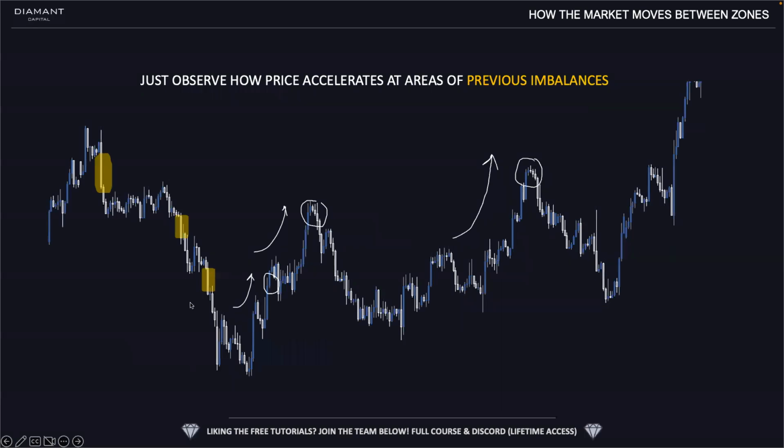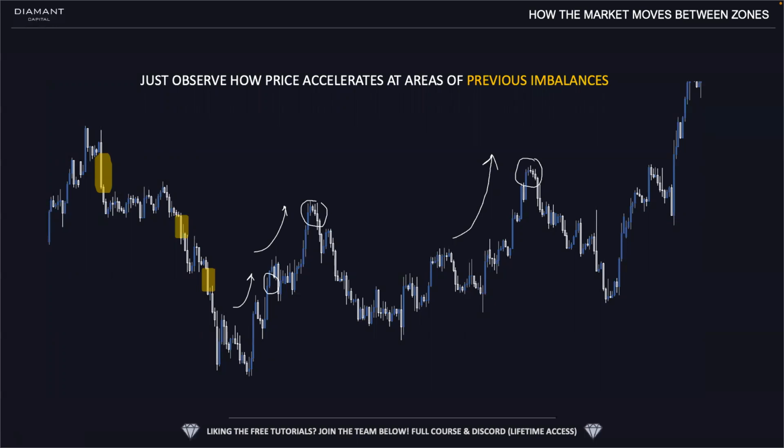These imbalance areas pretty much act like magnets. What happens when you put two magnets together from a certain distance? They're not really moving. As soon as it starts to get a bit closer, boom, they accelerate. It's exactly the same type of thing here as well. As soon as we start moving towards these imbalances, price starts to accelerate further and further. And that's something that you see in the market time and time again.